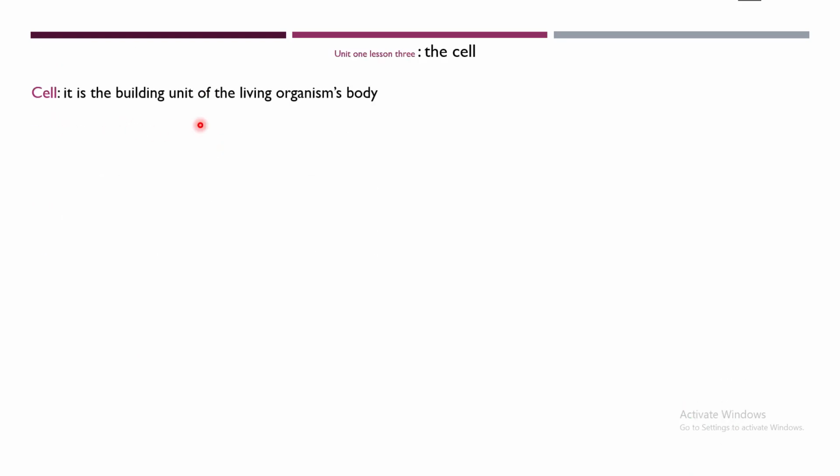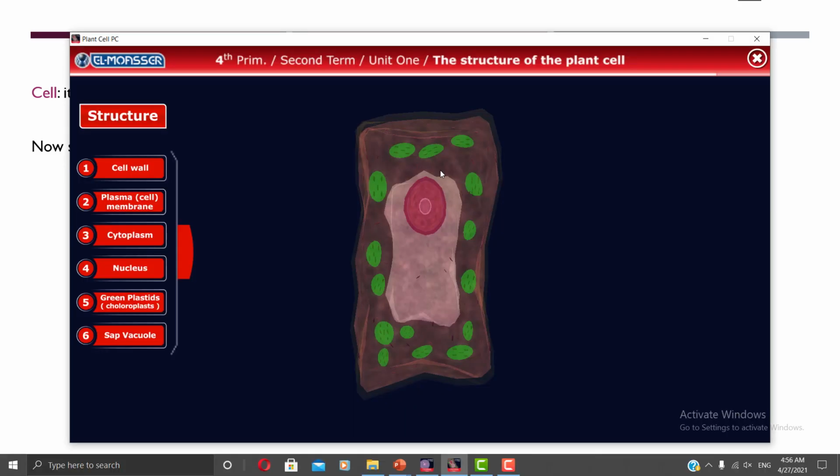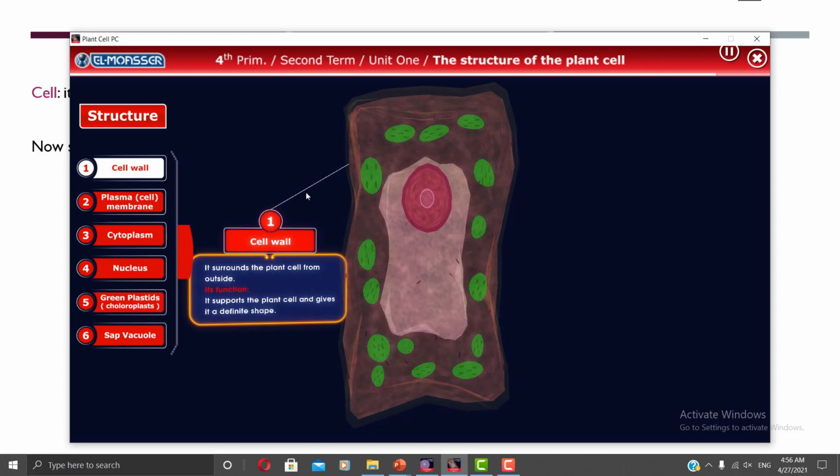We want now to give it a definition. The cell is the building unit of the living organism, as the rock builds the wall. Now we want to study the plant cell and the animal cell and the structure of these two cells. Starting with the plant cell, it consists of the cell wall. This cell wall surrounds the plant cell from the outside. Its function is that it supports the plant cell and gives it a definite shape.